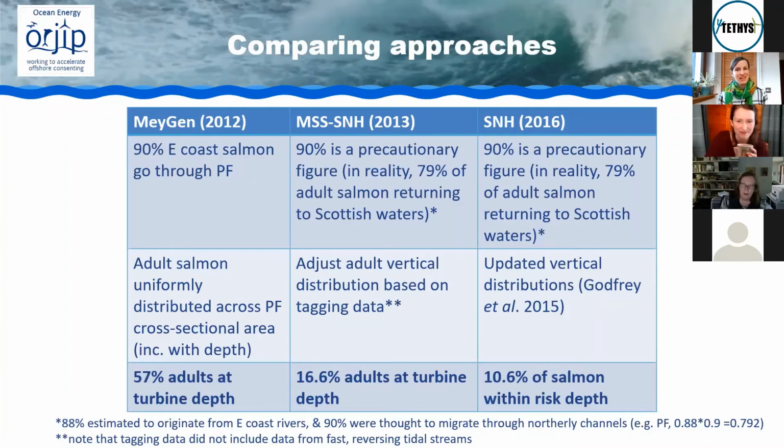That study contains a worked example at the end of it. I'd recommend having a look at that report if you haven't already. The percentage of salmon within the turbine risk depth was only 10.6% with that updated data. It just illustrates how vertical distribution data can really make a difference to what goes into your collision risk model. Next slide, please.